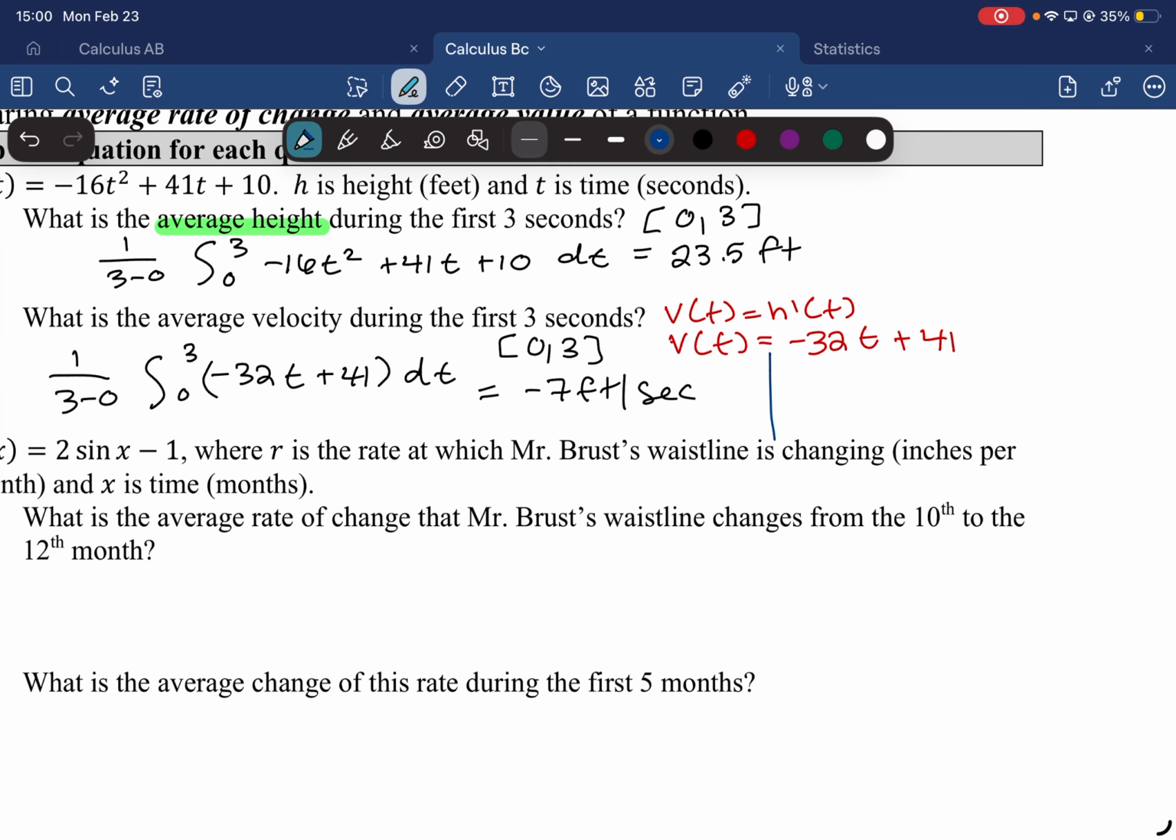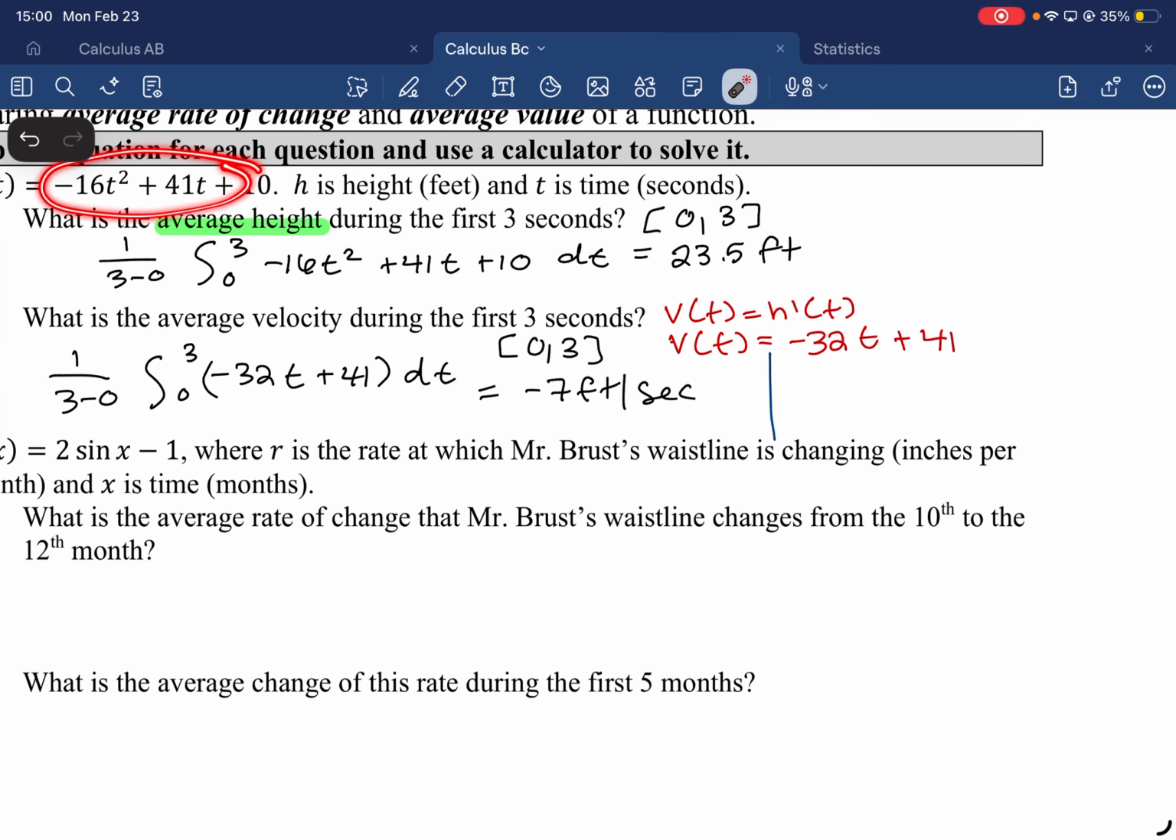So how did you get the 32 and 41? Because we took the derivative of h of t. So I got negative 32t from the derivative of negative 16t squared, and then 41 from the derivative of 41t. And then plus 10 went away because it's a constant. The derivative of a constant is 0. So the reason we did that is because we wanted velocity.